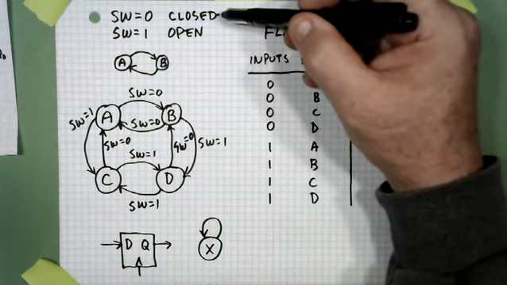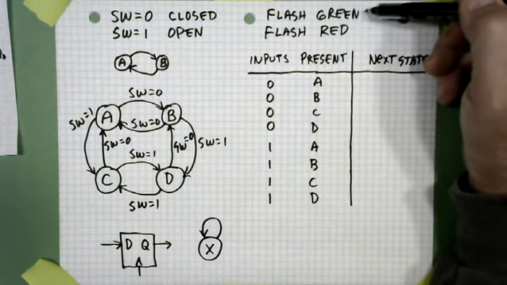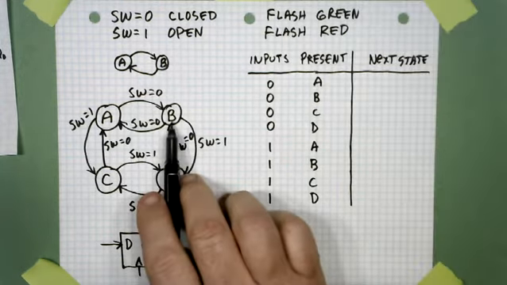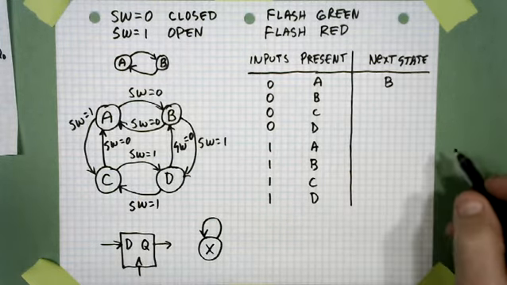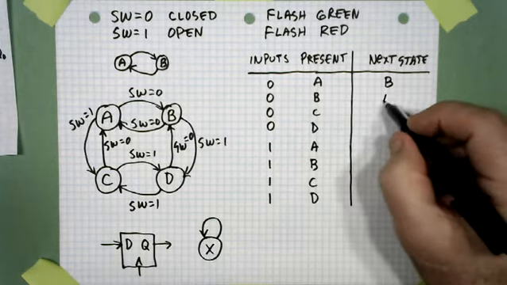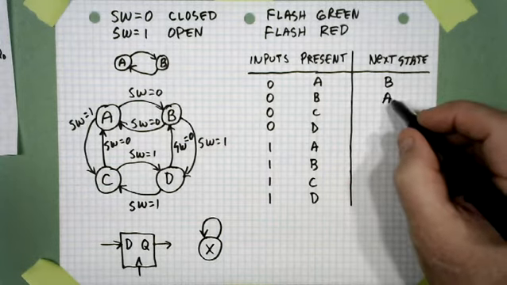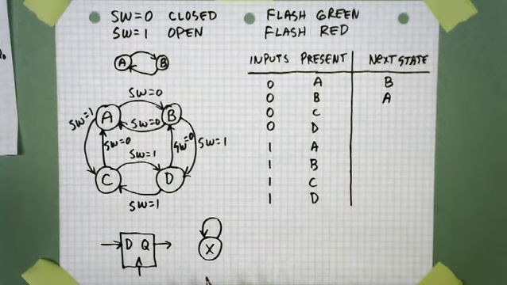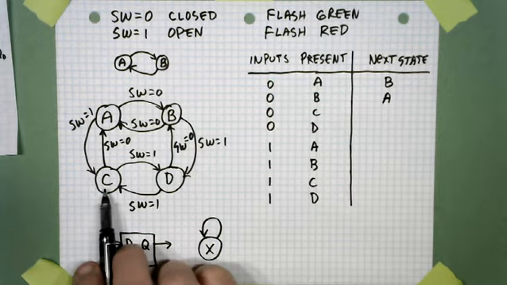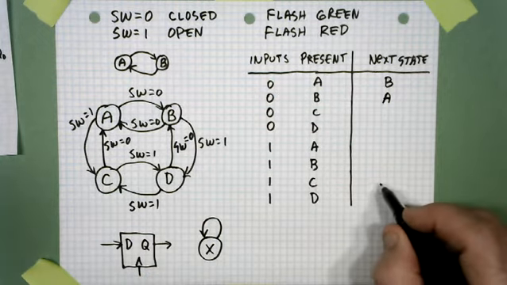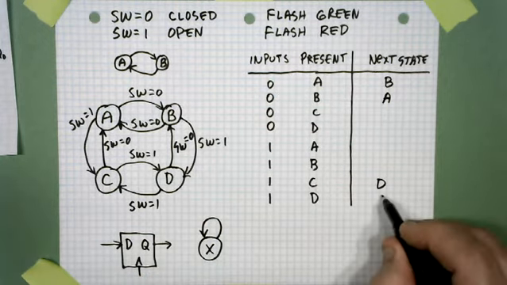So if our switch is closed, we should be flashing green, which means we're going to have to be in A or B. But if we're in A and we want it to flash, the next state has to be B. And if we're in B and we want it to flash, the next state has to be A. If the door is open, we should be flashing red. And so if we're in the C state, we've got to go to D. And if we're in the D state, we've got to go to C.